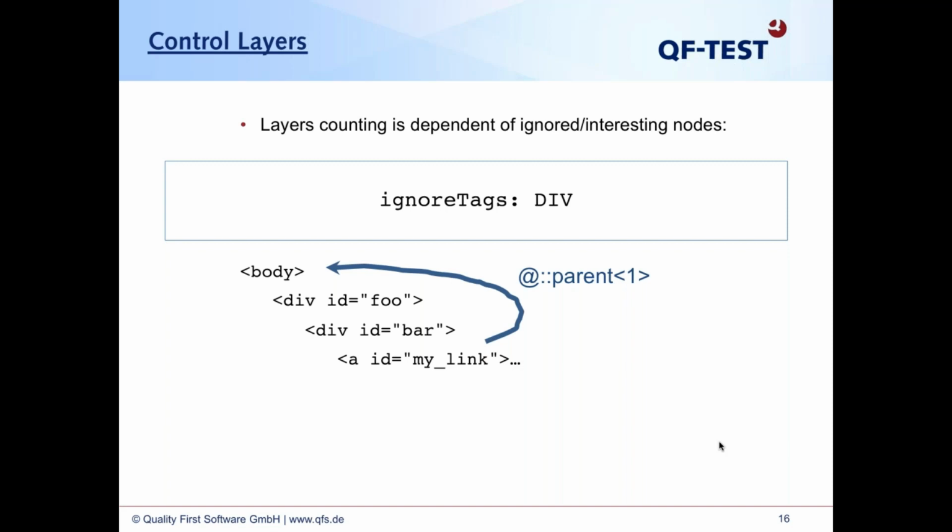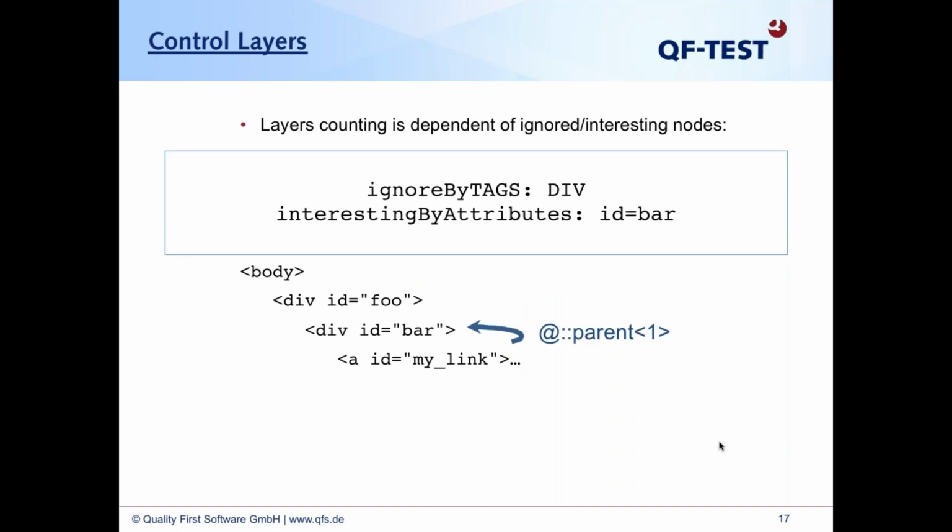And you can combine different parameters for the install custom resolver here. For example, you can now add the interesting by attributes parameter, which says, ignore all divs because ignore by tags is set to div, but all elements with the attribute ID set to bar are still interesting. And then, like in the beginning, we have the ID bar as a direct parent for our link.